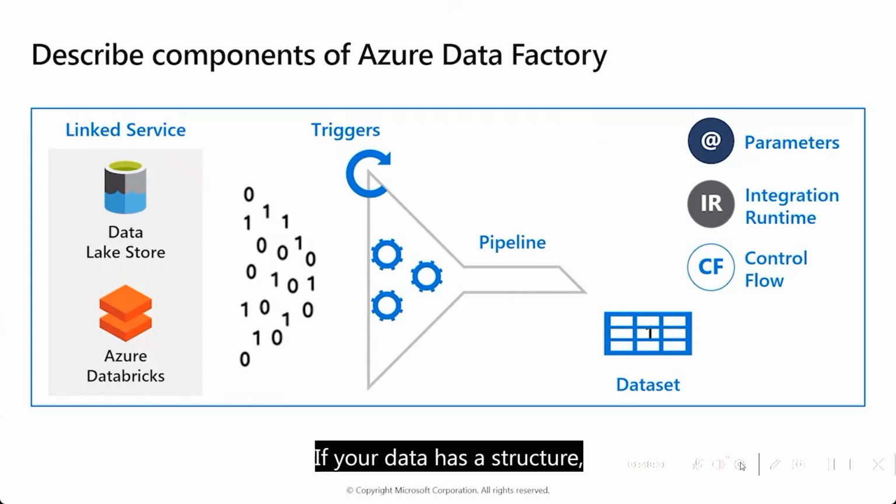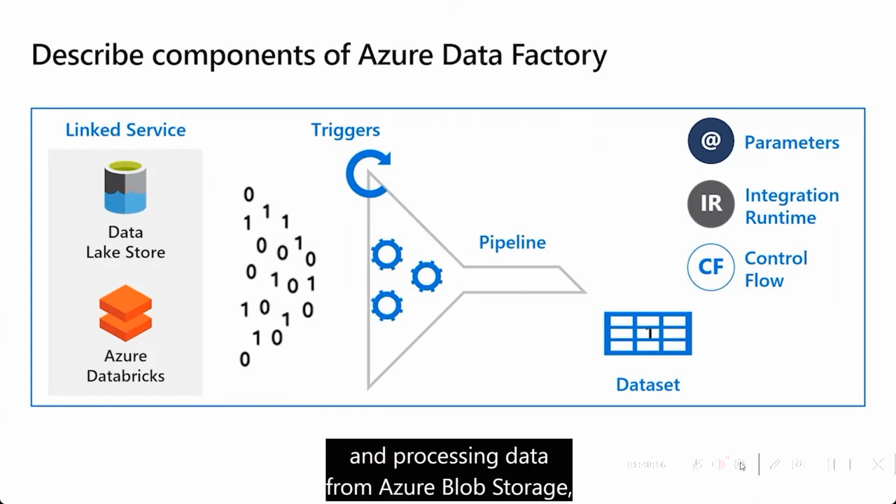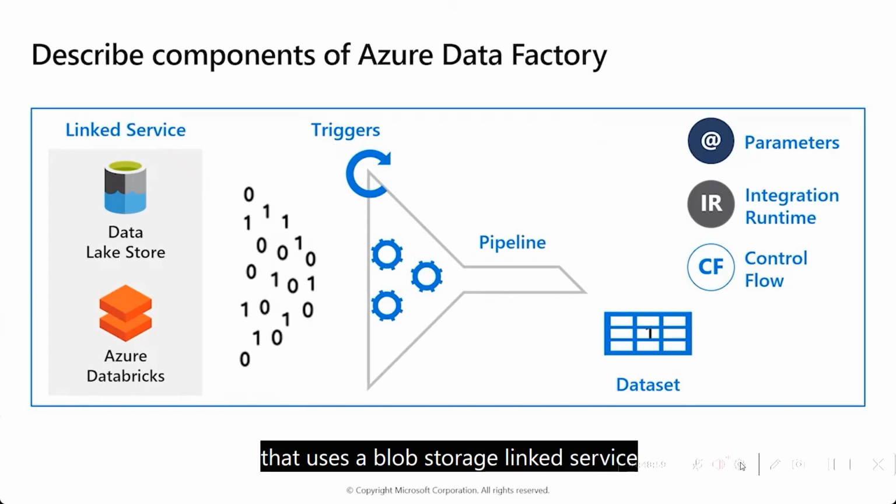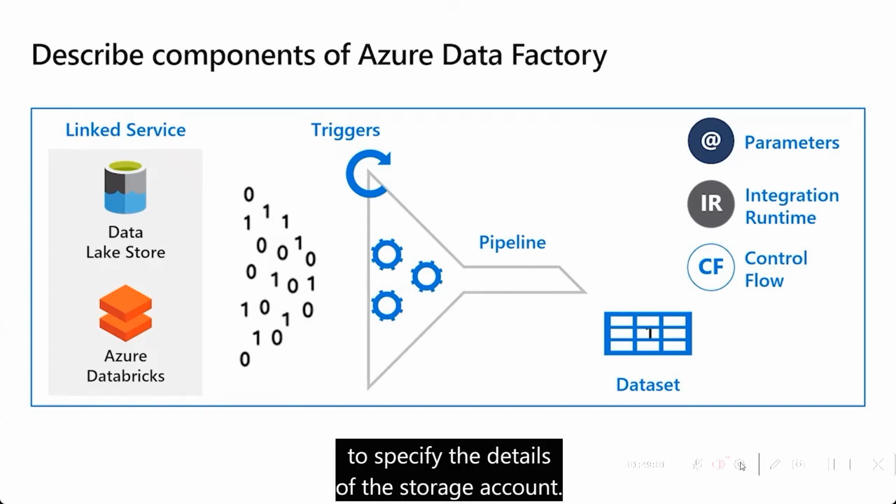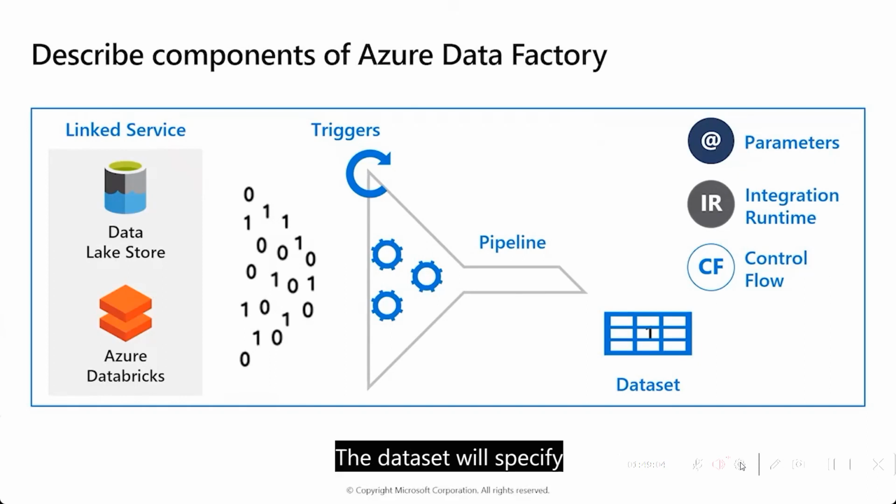If your data has a structure, a dataset specifies how the data is structured. Not all datasets are structured. Blobs held in Azure Blob Storage, for example, are unstructured data. A dataset connects to an input or an output using a linked service. For example, if you're reading and processing data from Azure Blob Storage, you create an input dataset that uses a Blob Storage linked service to specify the details of the storage account. The dataset will specify which blob to ingest, and the format of the information in the blob.